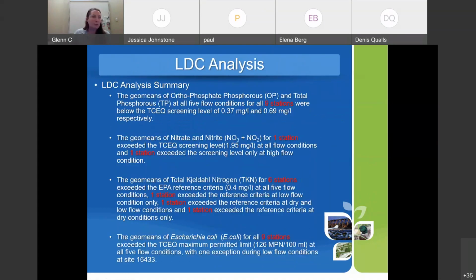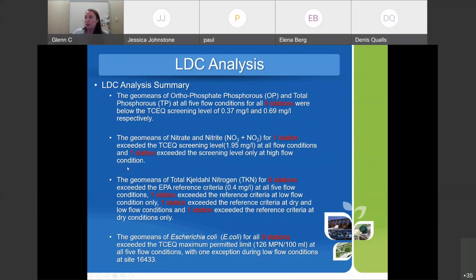So in short, here is a snapshot of what we found based on our load duration curve analyses. The geomeans of orthophosphate phosphorus and total phosphorus at all 5 flow conditions for all 9 stations were below the TCEQ screening levels of 0.37 milligrams per liter and 0.69 milligrams per liter. Also, orthophosphate is no longer used as a screening level concern for the TCEQ. The geomeans of nitrate and nitrite for one station exceeded the TCEQ screening level of 1.95 milligrams per liter at all flow conditions, and one station exceeded the screening level only at high flow conditions.